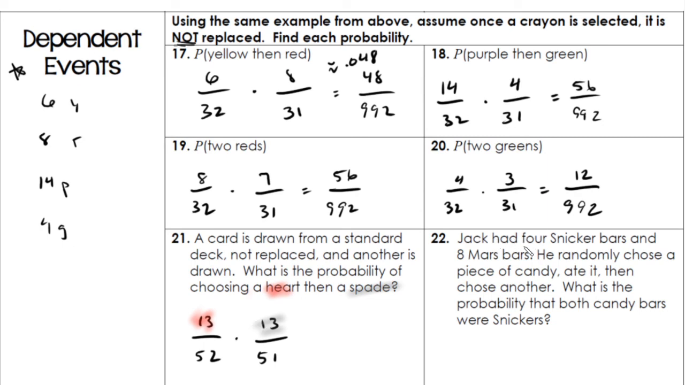Now, Jack had 4 Snickers bars. Dang, he's lucky. And 8 Mars bars. I don't know if I've ever had a Mars bar in my whole life. Have you had a Mars bar? I don't even know what kind of candy bar it is. I think it's chocolate, though.